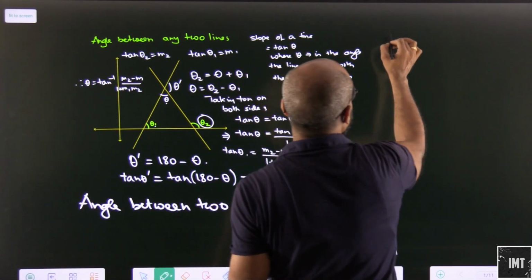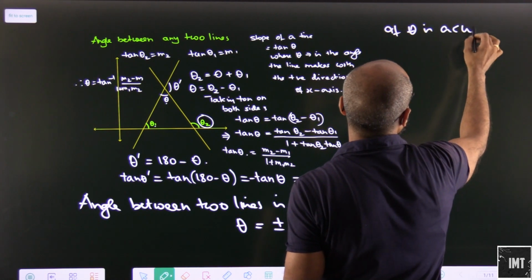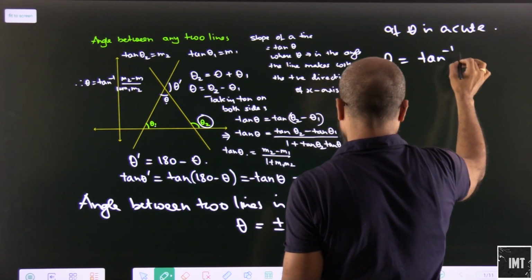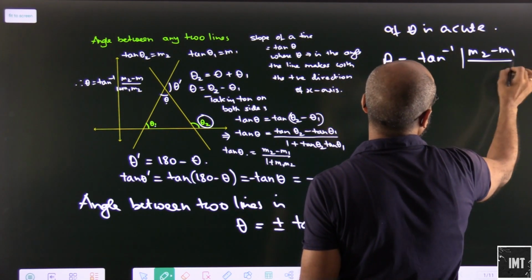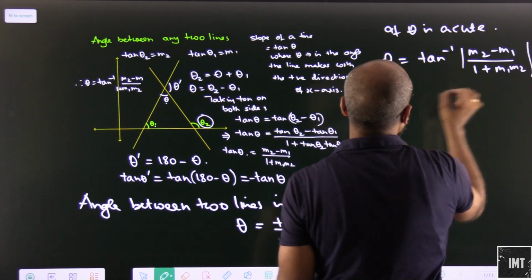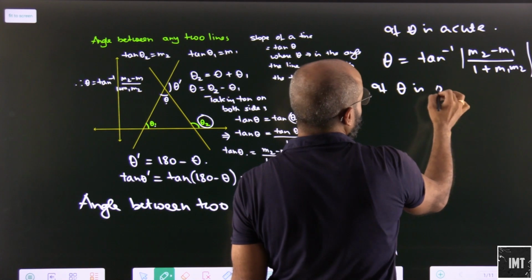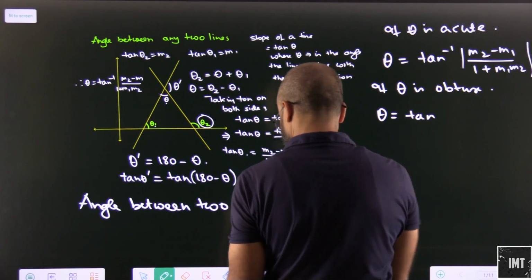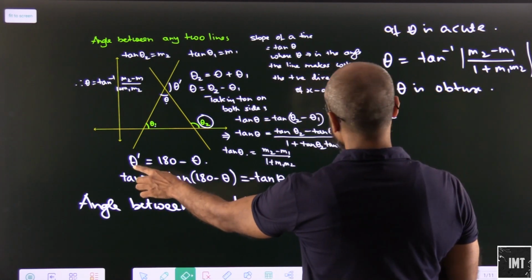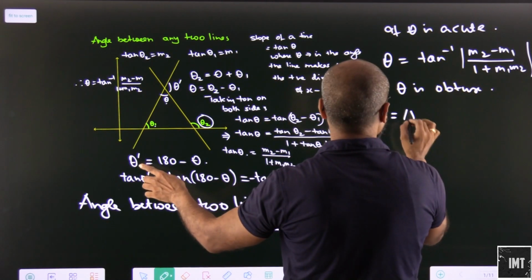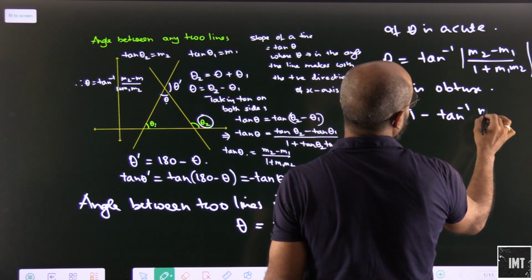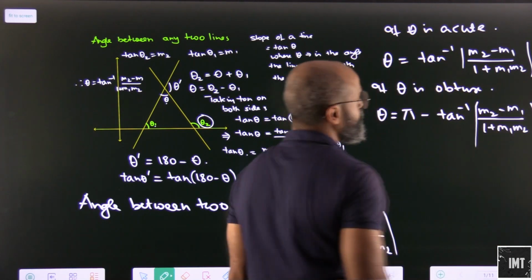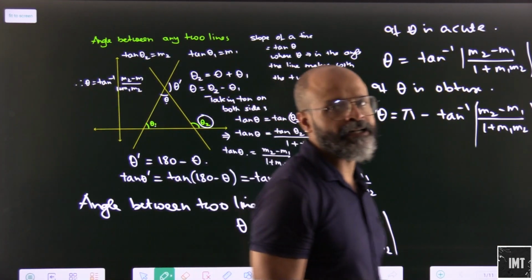Now in case theta is acute, then we have theta is equal to tan inverse of (m2 minus m1) upon (1 plus m1 m2). And if theta is obtuse, then this will be theta dash, which is 180, that is pi, minus tan inverse of (m2 minus m1) upon (1 plus m1 m2). So that's how the angle between two lines is calculated.